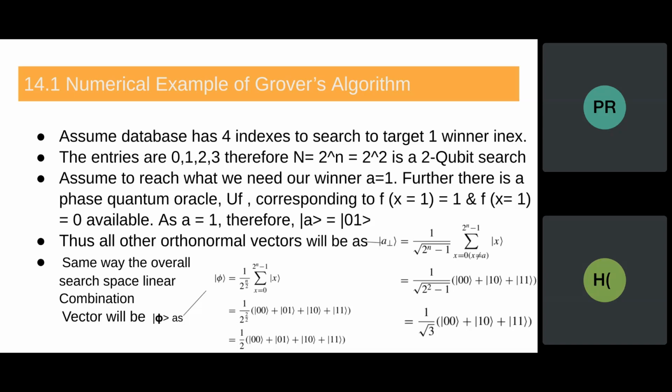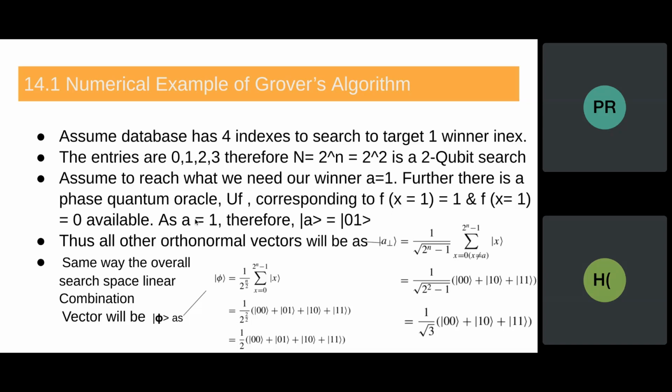So the worst case is that you will need n searches to identify one. In this case, we are saying we will be able to get it in square root of n. To do that, the entries we have are 0, 1, 2, 3, and 2 to the power 2 is equal to 4, so just a 4 element example, so it is easy to understand. To reach the target, we need the winner a equal to 1.